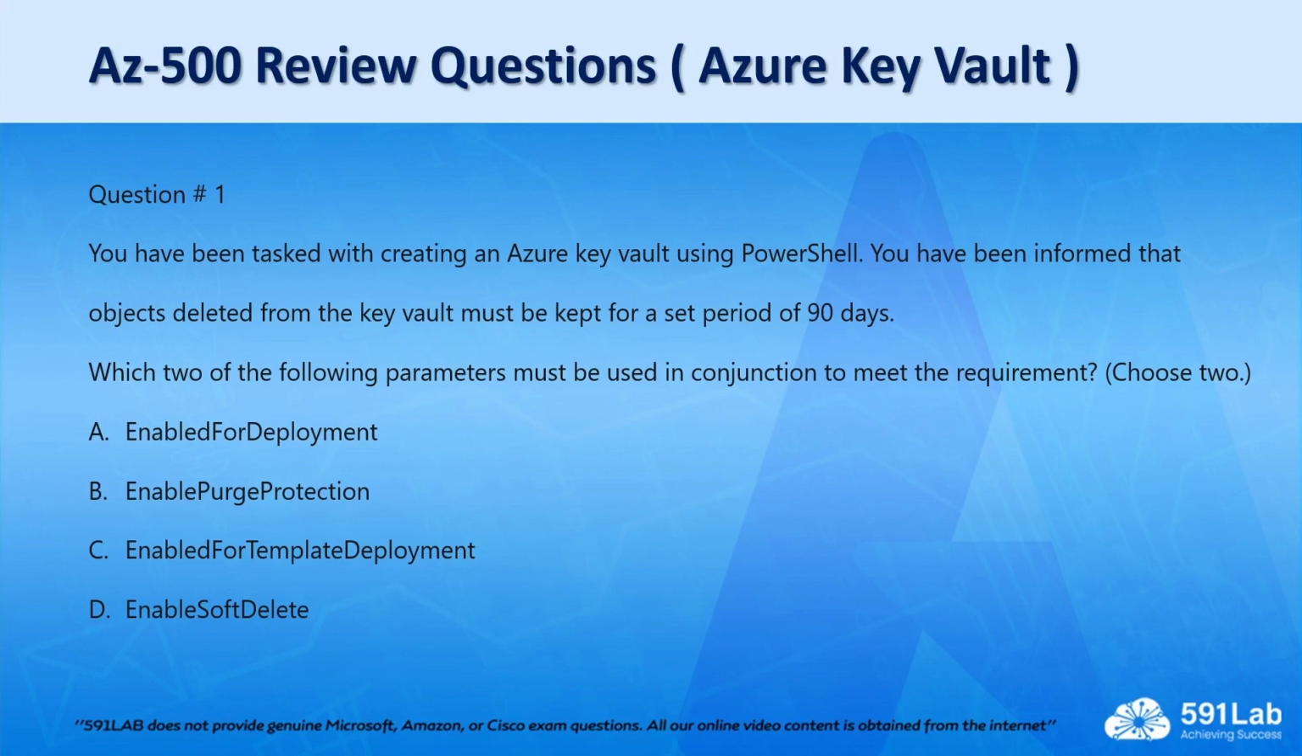So if we look at the options: enable for deployment, purge protection, template deployment, and soft delete. We all know the answer should be soft delete and purge protection, because soft delete is an option which gives us the option to set the 90 days period. And purge protection is an option which ensures that no object is deleted before that retention period. So let's look at the answer.